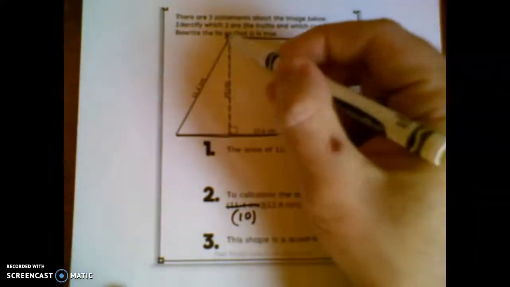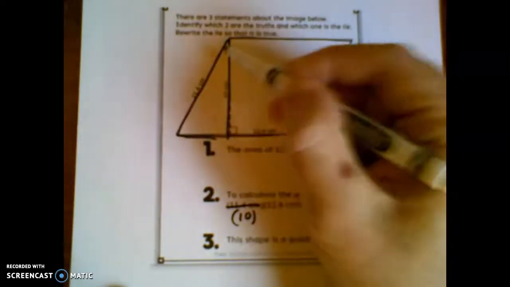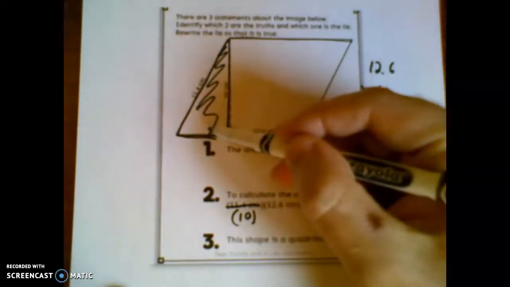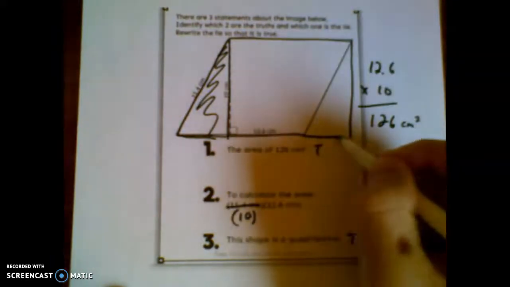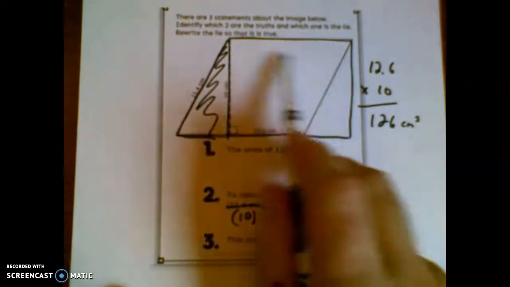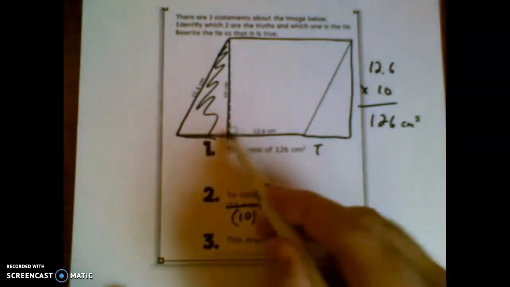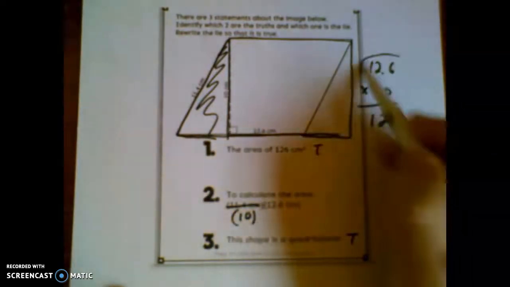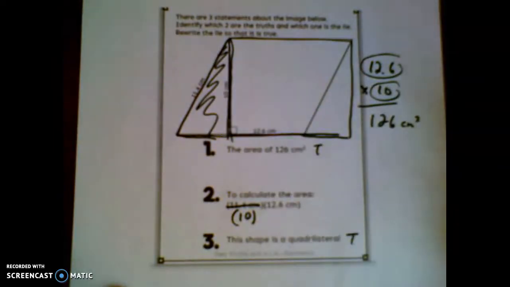The reason that it works to take the base times the height is in a parallelogram. If I were to take this triangle, remove it, and redraw it over here, I would actually form a rectangle. And of course, to find the area of a rectangle, it's base times height or length times width. So you would take 12.6 times 10, and that's why your formula works.